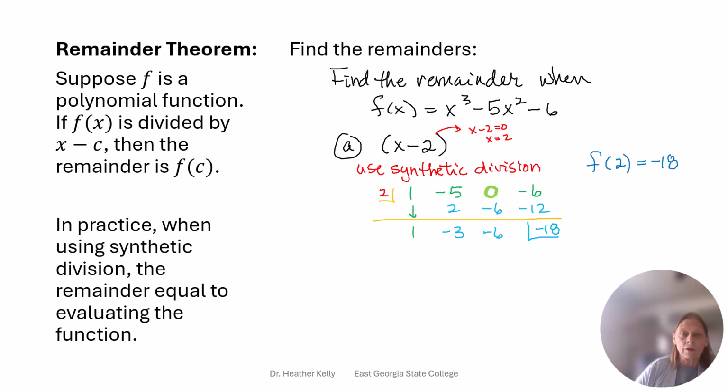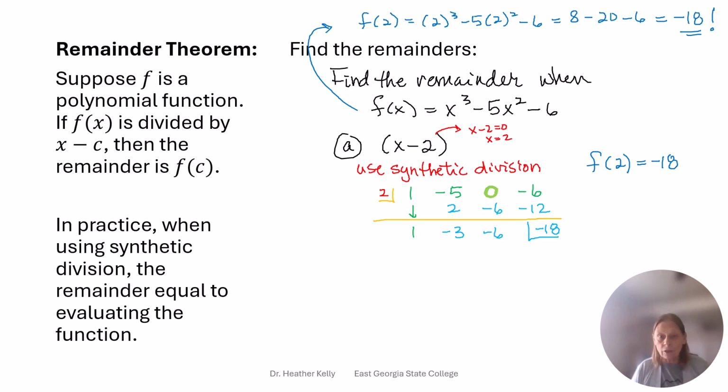In other words, when we evaluate this function, we could plug in 2 here, and I'll show you real quick over here on the side: f of 2 is equal to 2 cubed minus 5 times 2 squared minus 6, so that's 8, minus 5 times 4 is 20, minus 6, which is equal to negative 18. Okay, so it does actually work, and this was quicker and easier. You don't have to deal with all of those powers. So this is the benefit of using synthetic division. Let's do another one here.